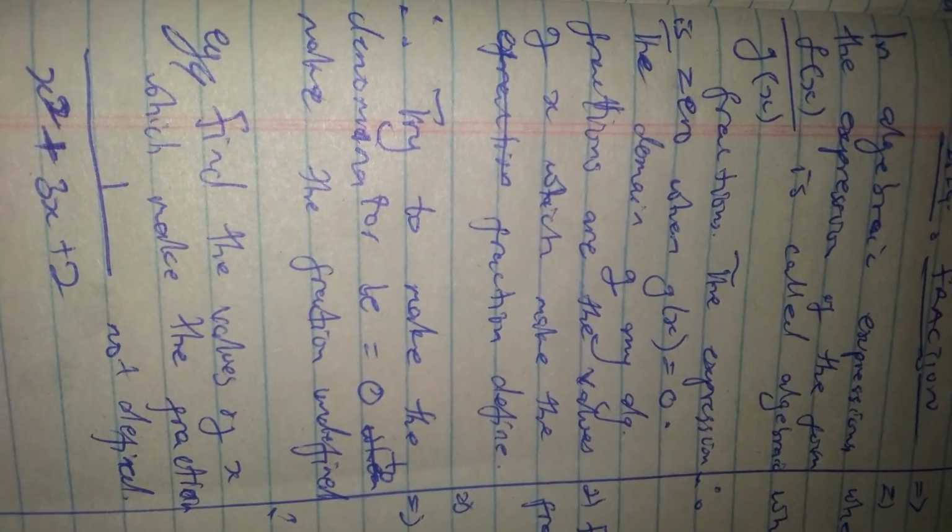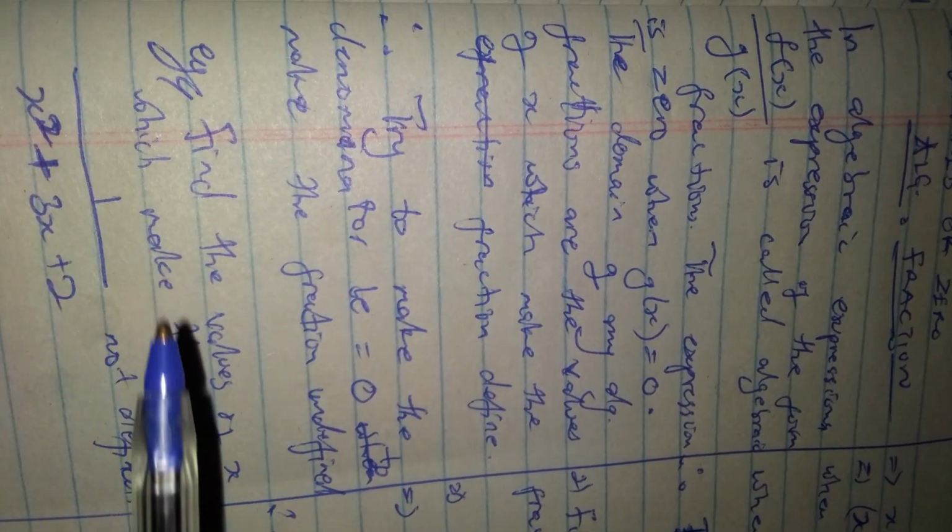In algebraic expression, the expression of the form f of x over g of x is called an algebraic fraction. The expression is undefined when g of x is equal to 0, that is, the denominator is equal to 0. Then the domain of any algebraic fraction are the values of x which make the fraction defined, right? When it is defined, it means you can do something about it. You can further divide it into something, or you can leave it that way, right? So now let's try our hands.